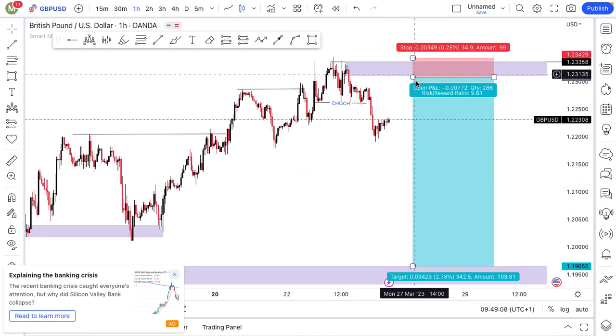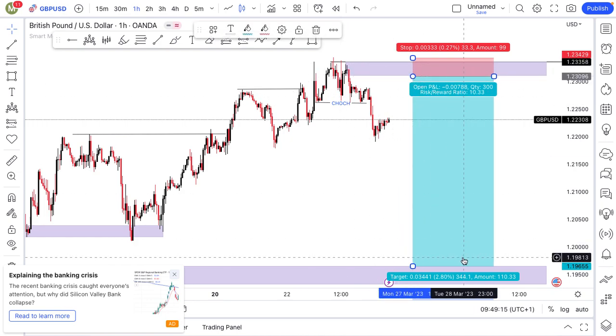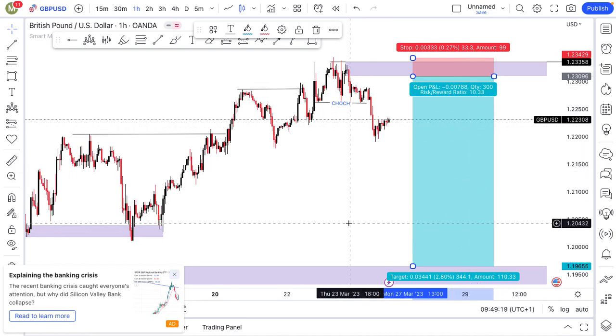So price can come up here. We can have this nice cool entry here. I think it will just be a very quick spike, hit this area and drop right down here. You can see 1:10 kind of risk reward. Man, that's 344 pips if that should happen.